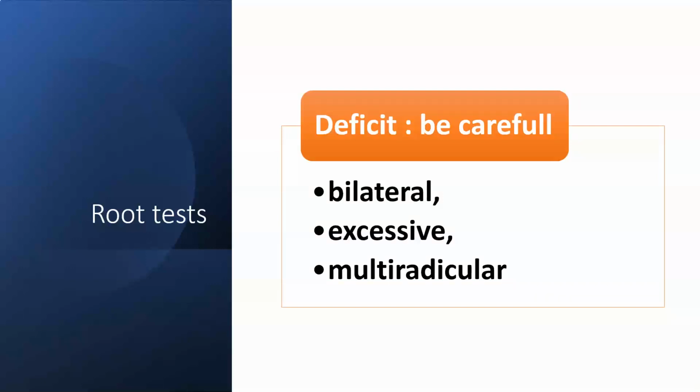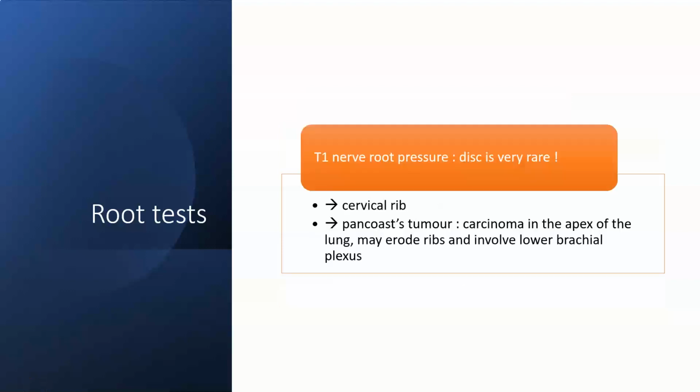Imagine you find motor deficits on your root tests, and imagine you find bilateral deficit, too much deficit, and multiradicular deficit. This is suspicious, okay? Safety first, go for medical imaging and try to find out if nothing else is going on. A T1 nerve root pressure resulting in T1 weakness, remember your functional examination, adduction of the little finger. Very rarely this is a disc protrusion.